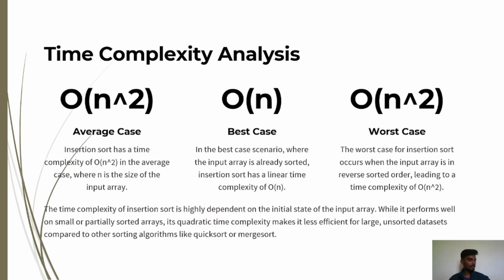Time complexity analysis. Average case. Insertion sort has a time complexity of O(n^2) in the average case, where n is the size of the input array. Best case. In the best case scenario, where the input array is already sorted, insertion sort has a linear time complexity of O(n). Worst case. The worst case for insertion sort occurs when the input array is in reverse sorted order, leading to a time complexity of O(n^2).